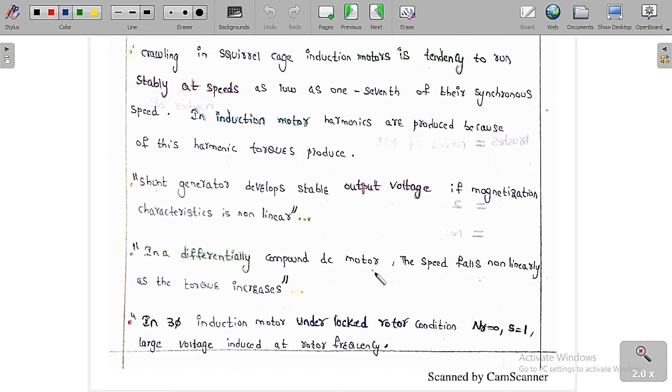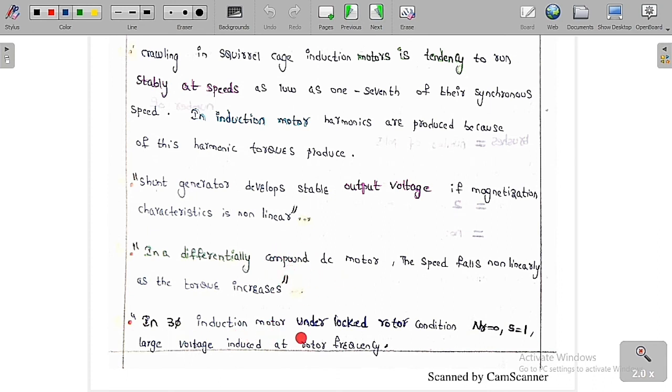Suppose the load is increased in a differentially compound DC motor. Whenever the load increases, the armature current increases, so phi SC increases. So the overall flux decreases. So definitely we can say that in a differentially compound DC motor, the speed falls non-linearly as the torque increases. This is what we are going to get in case of the differentially compound DC motor.